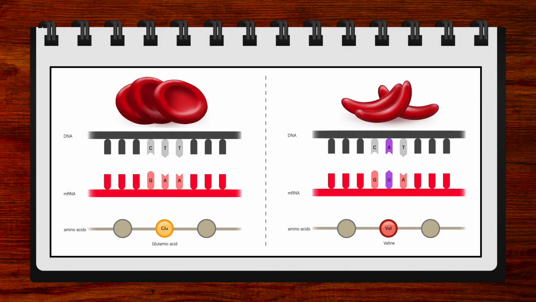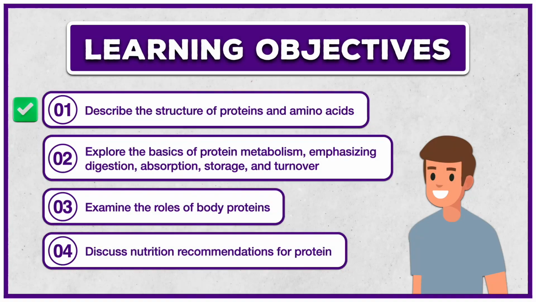As mentioned, proteins have standard amino acid sequences, and a deviation in just one amino acid can be consequential. That's the case for sickle cell disease, which changes the shape of red blood cells, impairing blood flow and oxygen delivery to tissues. Alright, that covers the first learning objective.